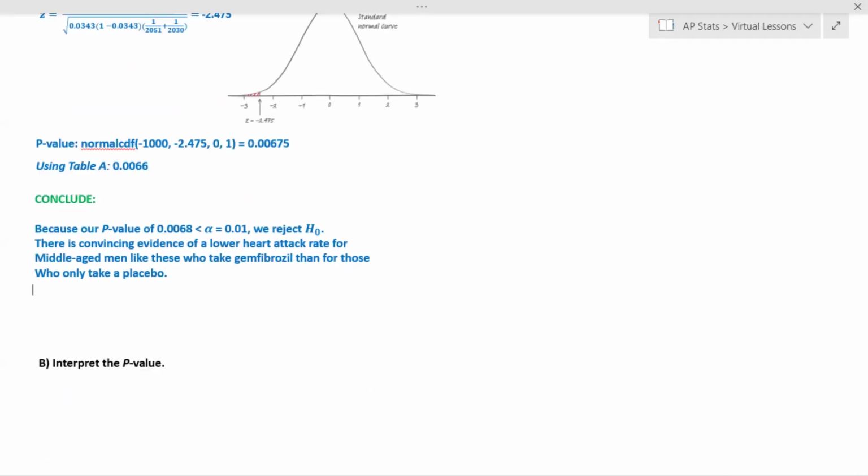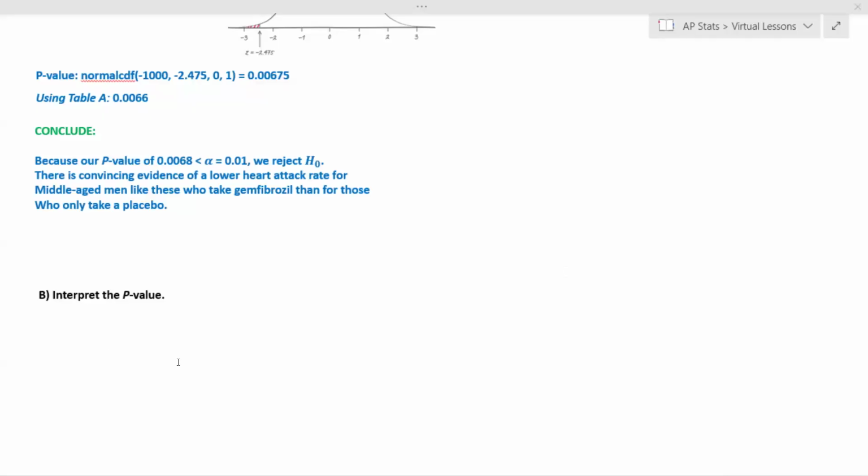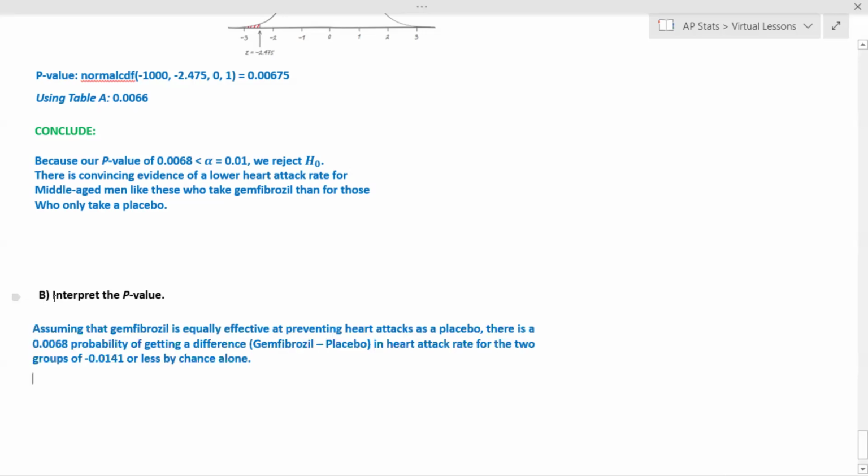All right, next thing we want to do is actually interpret the p-value. So be careful here. In the conclusion step, you are writing a conclusion. If you're asked to interpret the p-value, that's a different thing. Remember, the p-value is the probability, which we do use that number in the conclusion, but interpreting the p-value, there's a specific way we have to do that. So here's how we do that.